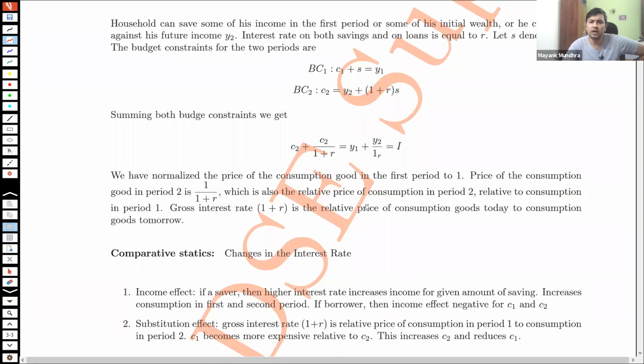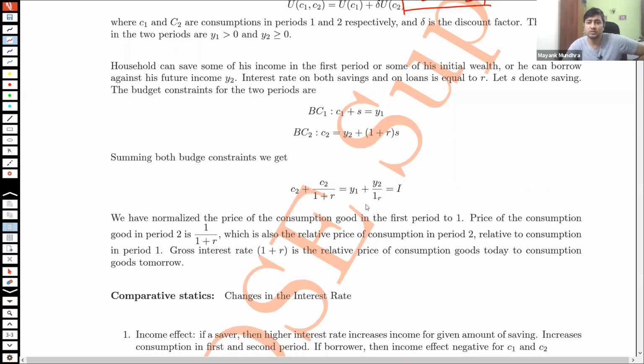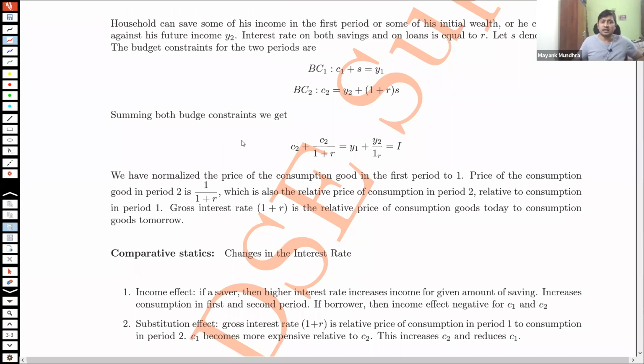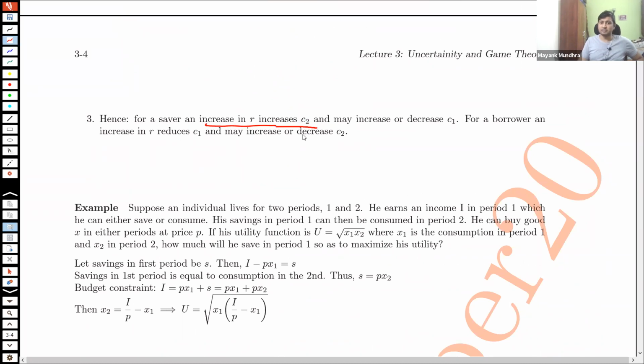So in the last class, we looked at how substitution and income effects play out for a change in prices. It gives rise to this relationship between C1 and C2, which says that if you're a saver, then an increase in R increases your consumption in the second period, but it may or may not increase your consumption in the first period. If you like to save and the rate of interest goes up, it will definitely increase your consumption in the subsequent period, because your savings are going to increase. Suppose you invest a lot in the stock market and the market performs very well, then your rate of return goes up, so you make more profit and are better off in the subsequent period.